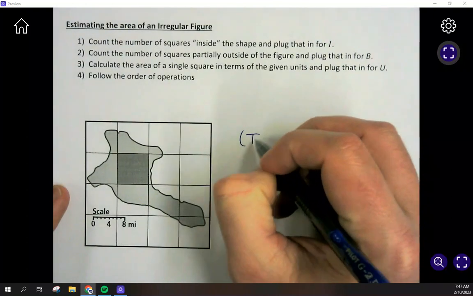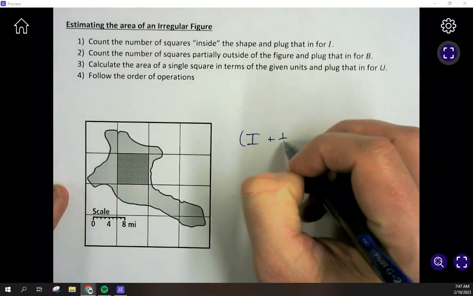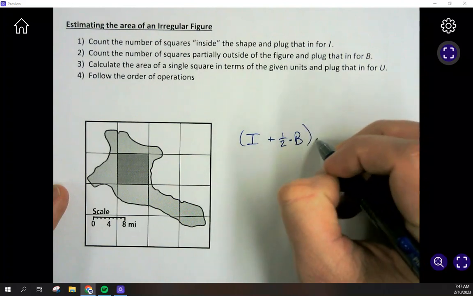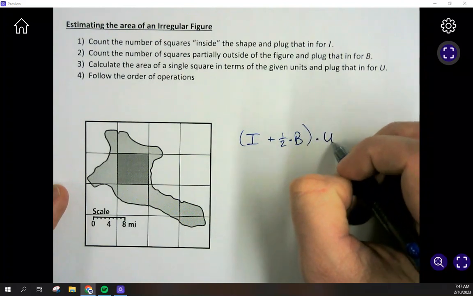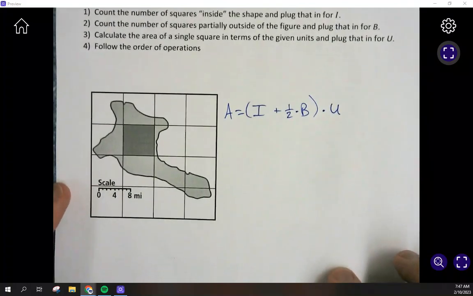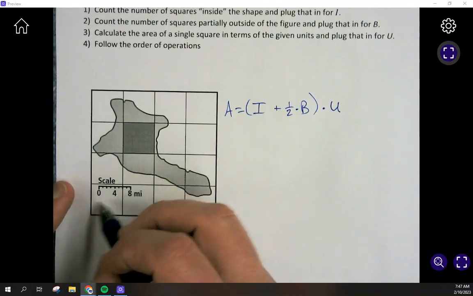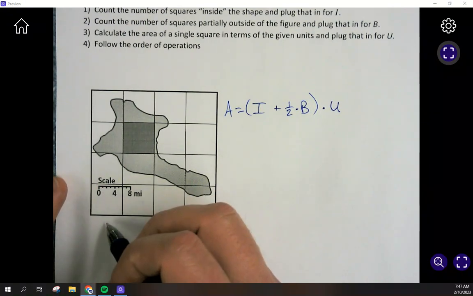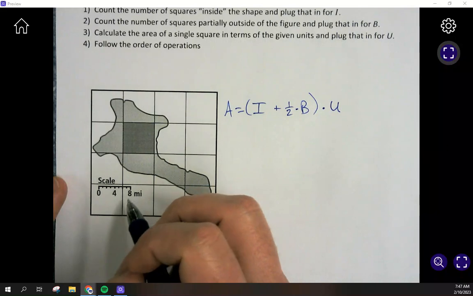Okay, so I need my inside. I'm going to take half of the boundary ones, and I'm going to times that by u, which is the area of one square. Let's start there. So this scale isn't lined up perfectly with one of these squares. Sometimes it will be given to you and you don't have to do any kind of figuring it out.